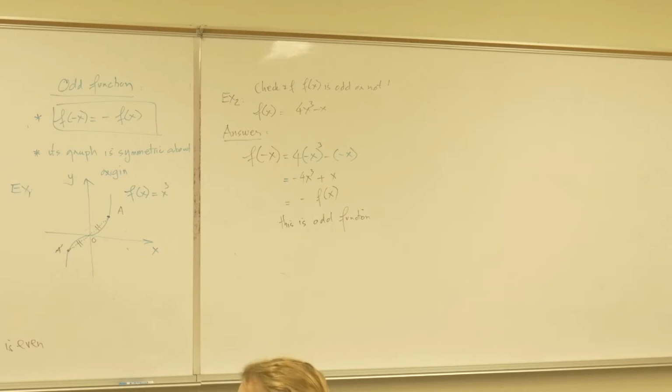There are a few more properties we need to take a look at. Another one we call monotonicity, because we want to check if the function is increasing or decreasing over a certain interval of the domain or not.